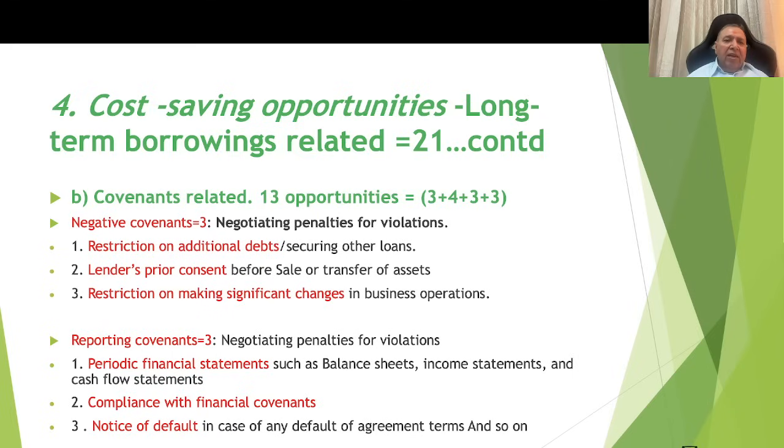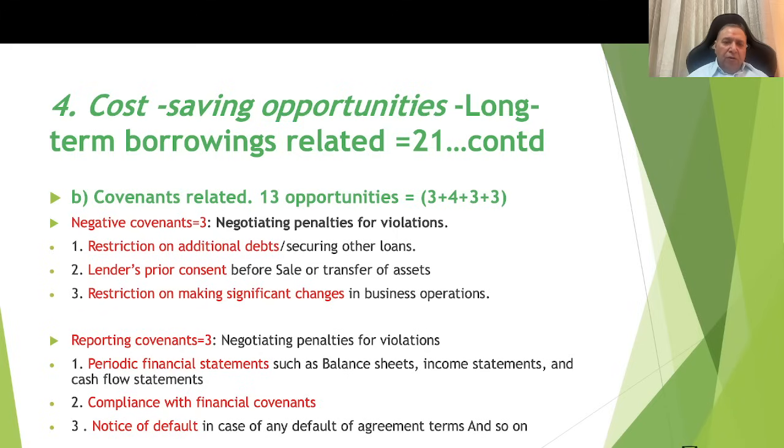The third one is negative covenant. There are three opportunities to negotiate. One is the restriction on additional debts and securing other loans, lenders' prior consent before sale or transfer of any assets, and restriction on making significant changes in the business operations. These also need to be negotiated very carefully.